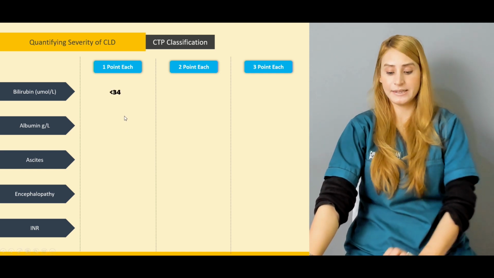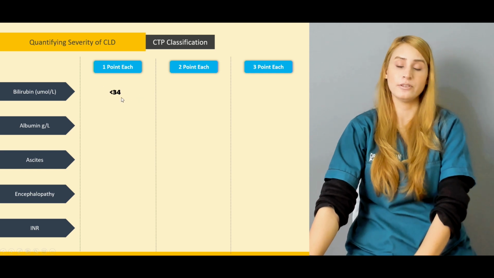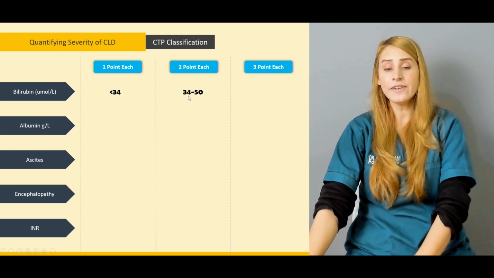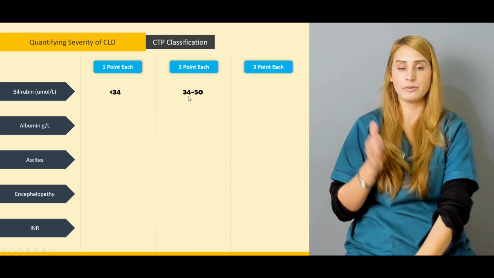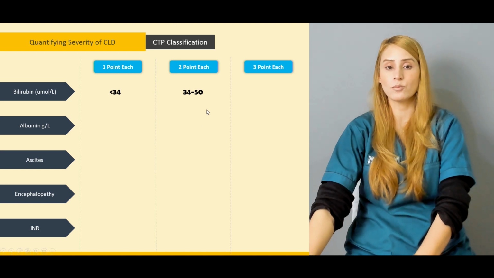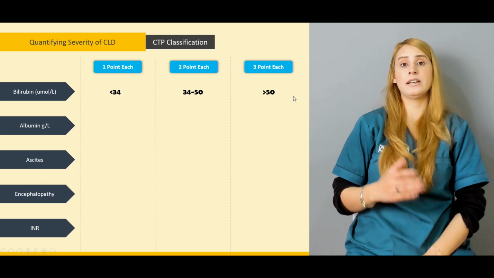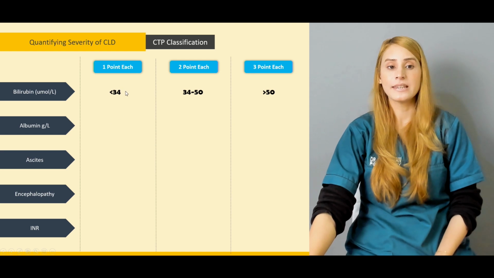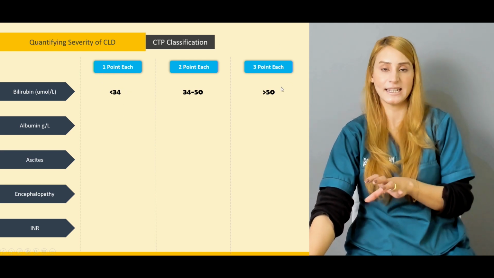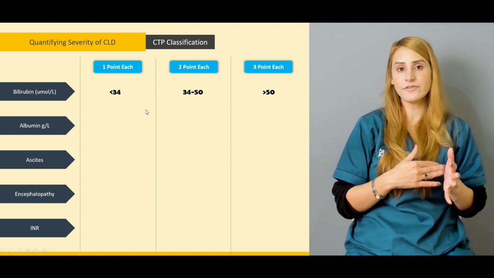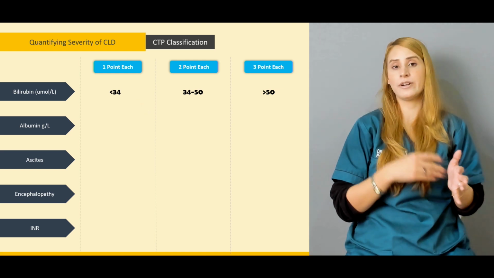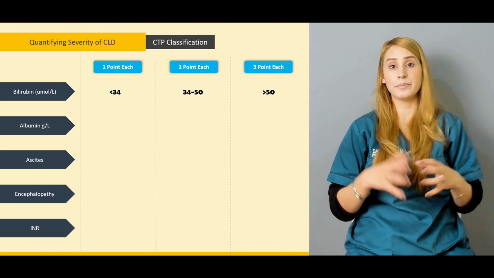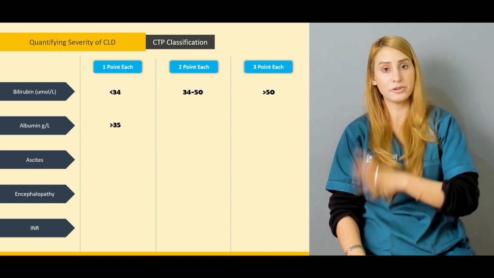So if there is a bilirubin level less than 34, then you will assign 1 point. And if the bilirubin level is ranging between 34 to 50, you're going to award 2 points. And if the bilirubin level is greater than 50, then you are awarding 3 points. So obviously the severity is mild here, this is moderate, and this is severe. So if the bilirubin levels are less than 34, there would be 1 point. If between 34 to 50, there would be 2 points. If greater than 50, there would be 3 points.